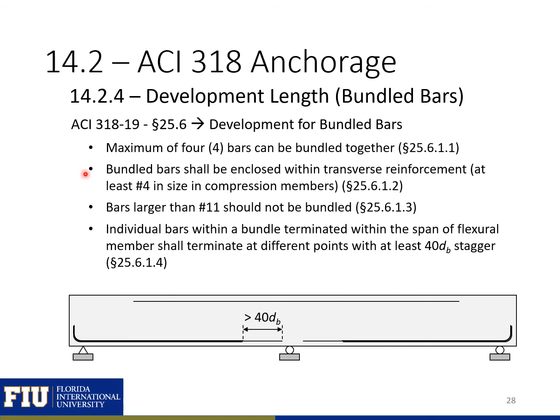The bundled bars need to be enclosed within transverse reinforcement, at least number 4 in size for compression members. Bars larger than number 11 should not be bundled, so you can only bundle bars number 11 or smaller. And finally, individual bars within a bundle terminated within the span of a flexure member need to be terminated at different points with at least a 40 d_b stagger.